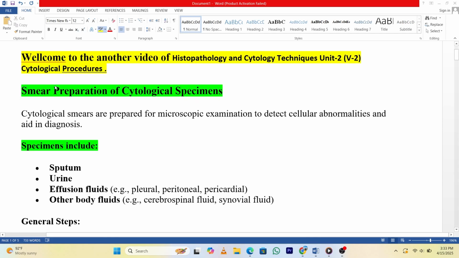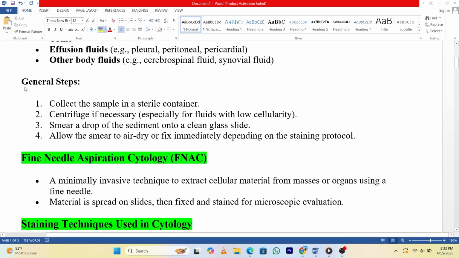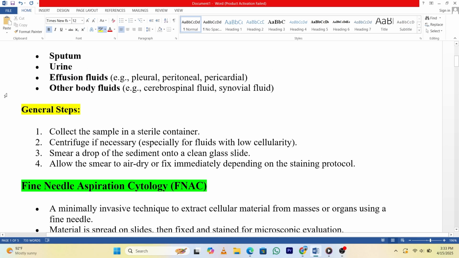Smear preparation of cytological specimens. Cytological smears are prepared for microscopic examination to detect cellular abnormalities and aid in diagnosis. Specimens include sputum, urine, effusion fluids, e.g., pleural, peritoneal, pericardial, and other body fluids, e.g., cerebrospinal fluid, synovial fluid.